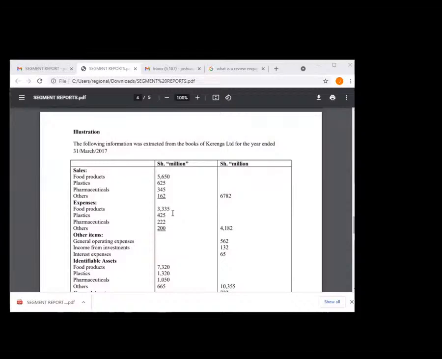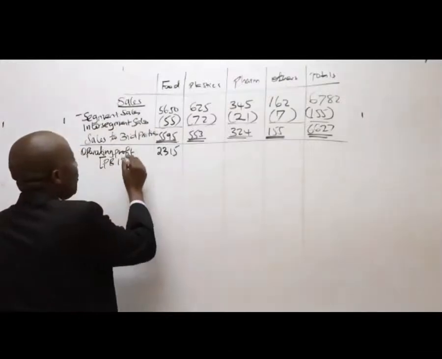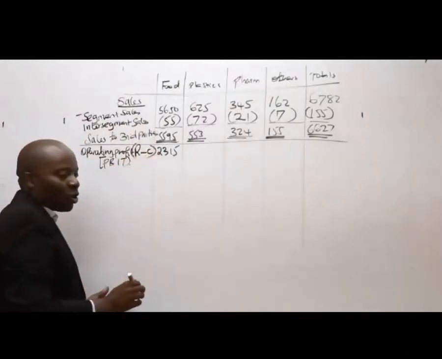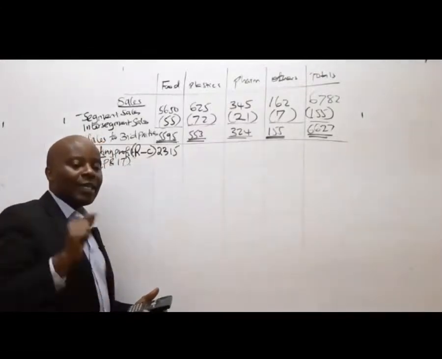If I do that, I will get the operating profit for food, which is 23.15. Remember, to get operating profit, I'm repeating this again, they don't want us to show these expenses on the face of this. They only want us to give them the operating profit, which is revenue minus expenses, minus cost for each segment.